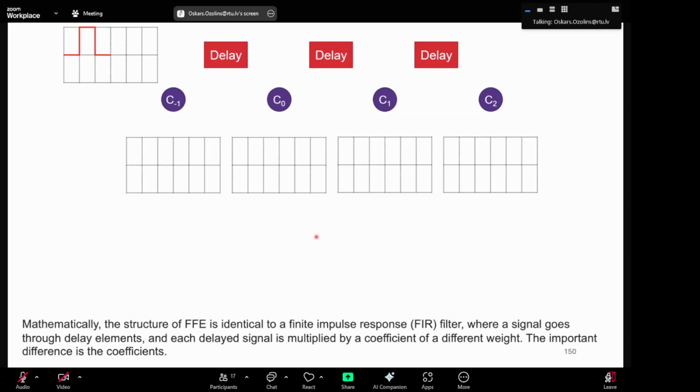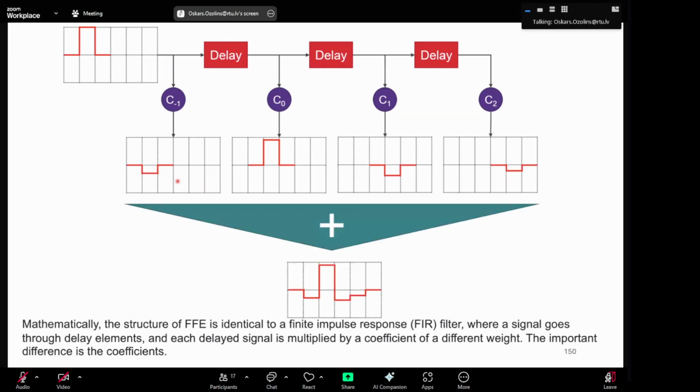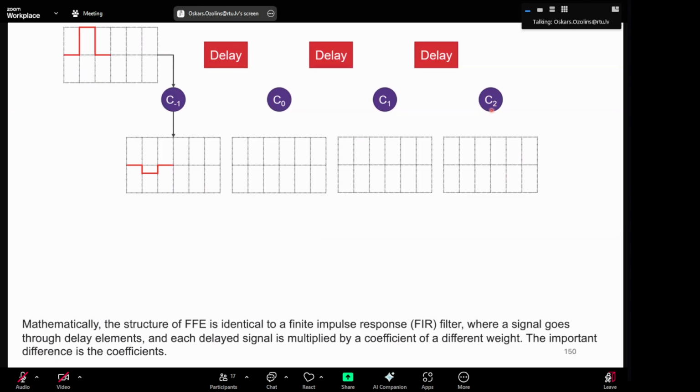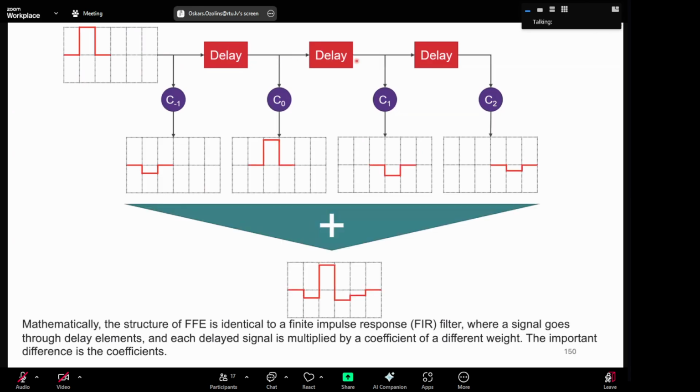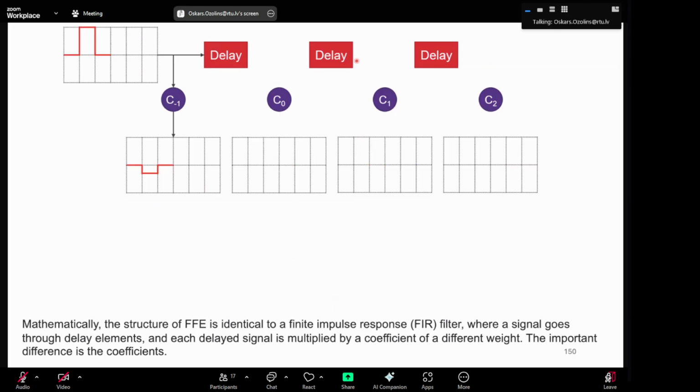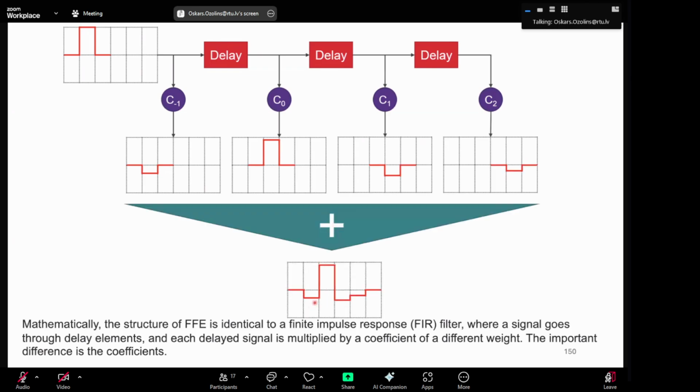So your signal goes through a delay, and depending on the coefficient, negative or positive, you get changes in your signal. So these are the coefficients which define the taps of a filter. And then you have a delay, which can be a symbol spaced equalizer or half symbol spaced equalizer. So this delay can be optimized, and these coefficients can be optimized, to sum up and get this one signal here.